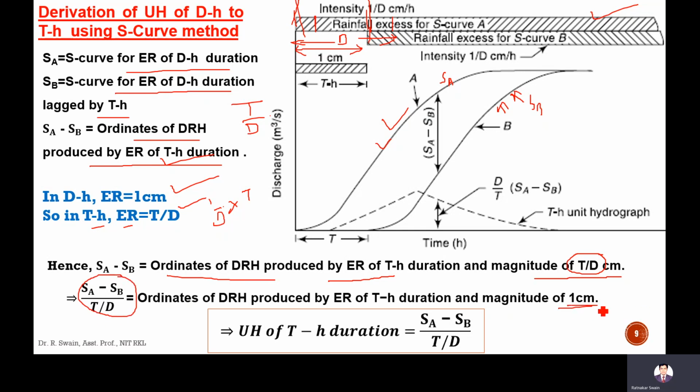Since this is 1 cm, this is a unit hydrograph. That means this is the unit hydrograph of t hour duration. This is the unit hydrograph ordinates of t hour duration of magnitude 1 cm. So the unit hydrograph of t hour duration will be equal to SA minus SB divided by t by T.